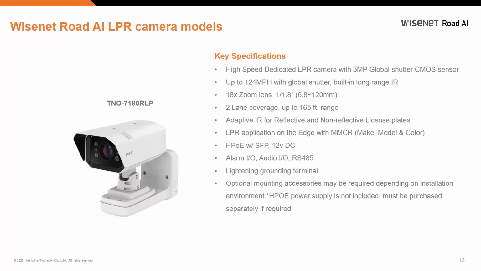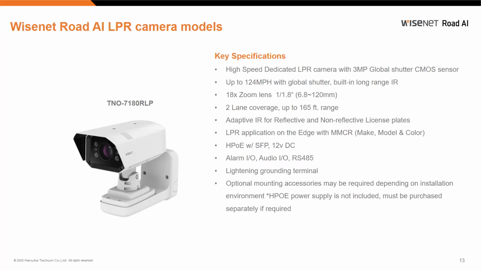Okay. So from there, the different models, we have a couple models. The first one here is the TNO 7180 RLP. This is a dedicated, purpose-made camera for LPR, and it has a special global shutter sensor, which allows it to detect up to 124 miles per hour with long-range IR. It has an 18x zoom lens, 6.8 to 120 millimeters, and it can do up to 2-lane coverage, up to 165-foot range.